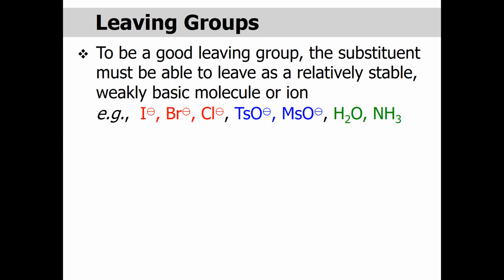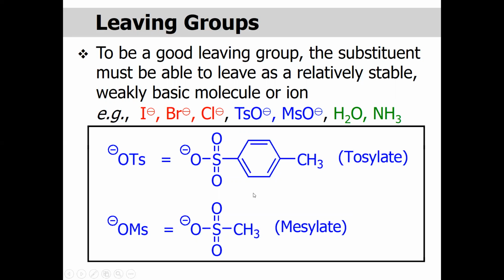While iodine, compared with bromine and chlorine, is a very good leaving group. The tosyl group and methyl sulfonate group are also good leaving groups. Water and ammonia in their neutral forms are also good leaving groups. These are all examples of good leaving groups. These are the structures of the tosylate and the mesylate. Tosylate is toluene bonded with the sulfonate group, and mesylate is the methyl sulfonate group.